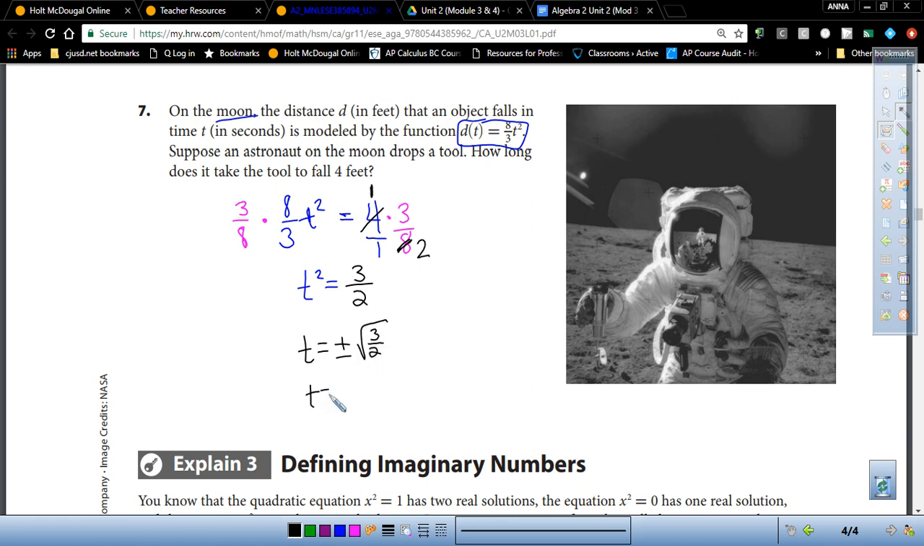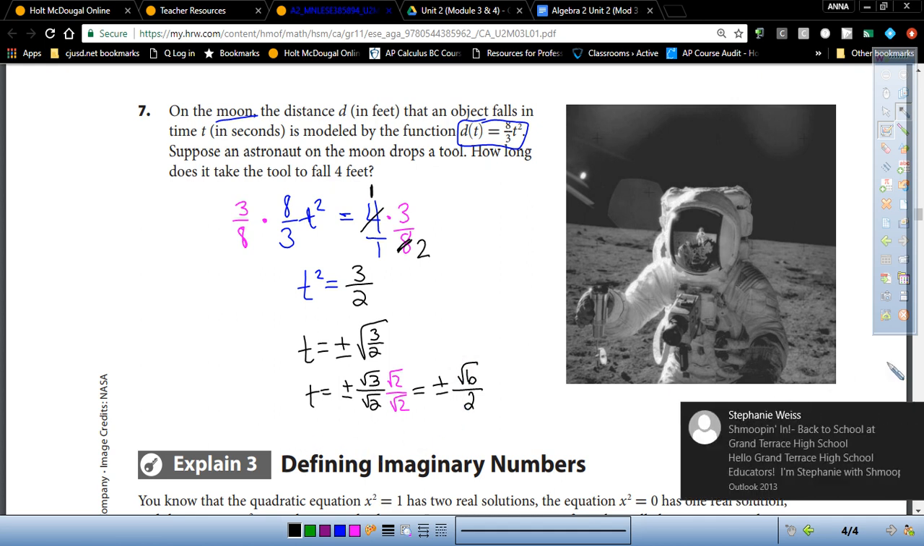Well, that becomes plus or minus the square root of 3 over the square root of 2. I'm going to rationalize my denominator, so I multiply top and bottom by square root of 2. So I get plus or minus the square root of 6 over, well, that's the square root of 4, which is a whole 2. I need to put it back into context.